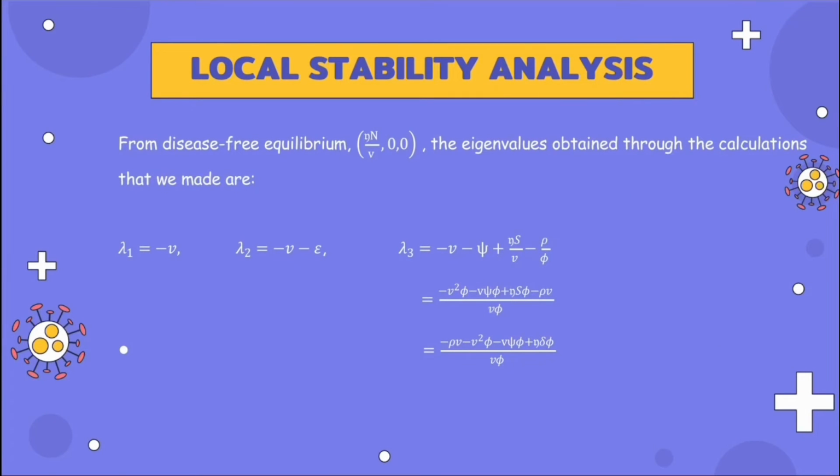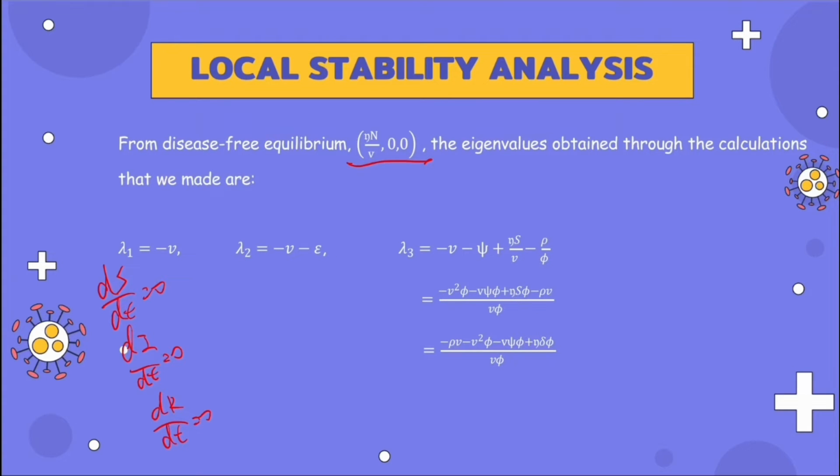Going to talk about eigenvalues. Eigenvalues are always important because they determine whether the steady state is stable or not stable. We calculated eigenvalues by setting the time derivatives in the model equal to 0: dS/dt equal to 0, dI/dt equal to 0, dR/dt equal to 0. Then we get this one.